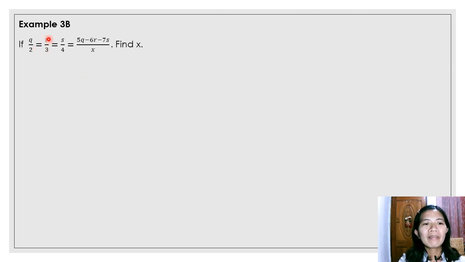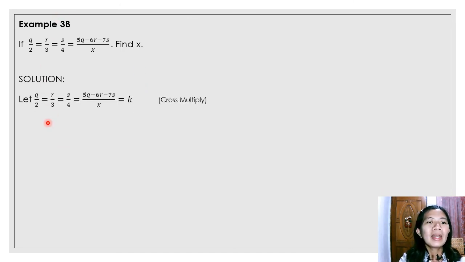Let's have example 3b. If q over 2 is equal to r over 3 equal to s over 4 equals 5q minus 6r minus 7s all over x, find x. If we look at the problem, it seems a bit complicated, so let's find out how to solve it. Solution.